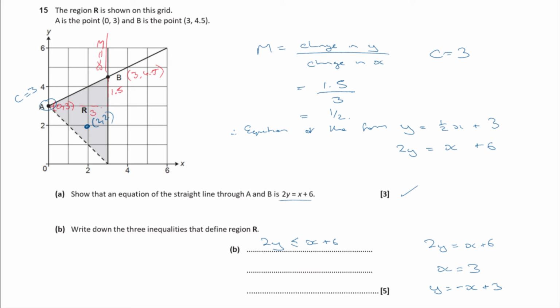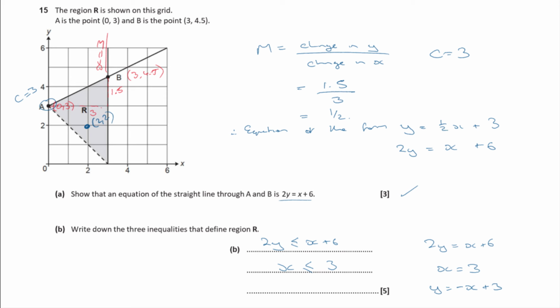Then x equals 3 is my vertical line. I want the points to the left of it, which means the x values are going to be less than 3, isn't it? So x is less than 3. Now again, because it's a solid line, we're going to make it less than or equal to 3.